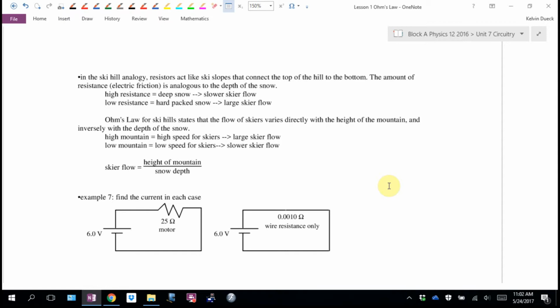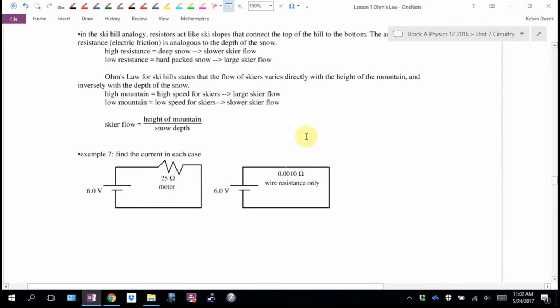When resistance goes up, when the snow gets deeper, the current goes down. Low resistance is hard packed snow. You can get lots of skiers down that hill really fast. So Ohm's law for ski hills states that the flow of skiers varies directly with the height of the mountain and inversely with the depth of the snow. The flow of skiers depends directly on the height of the mountain and inversely, or reciprocally, as the depth of snow. That's V equals I times R.